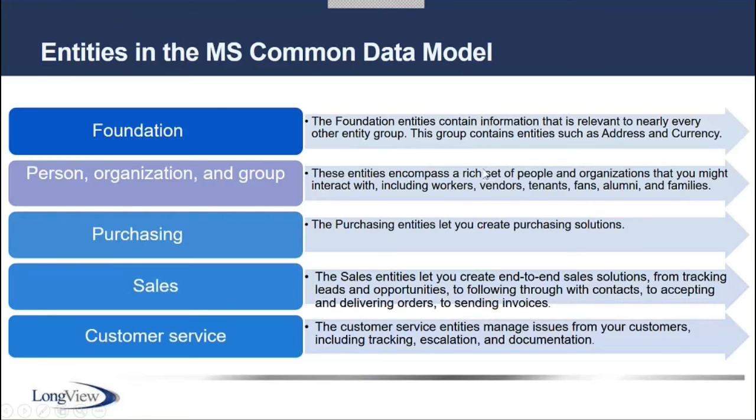All right. Some of the common entities in the common data model are the foundational entities, all of those proprietary property entities I talked about, as well as addresses and currency, things that do not often change at the organization level. There's then a grouping for persons, organizations, and groups. And you'll notice these are broken into little groups of workers. Those are the users: Dynamics 365 financial users, Office 365 users, CRM users, team members, vendors, tenants, fans, alumni, and families.